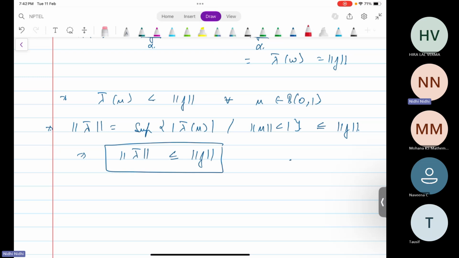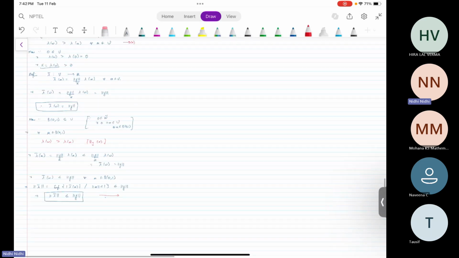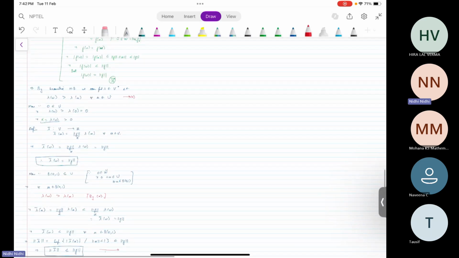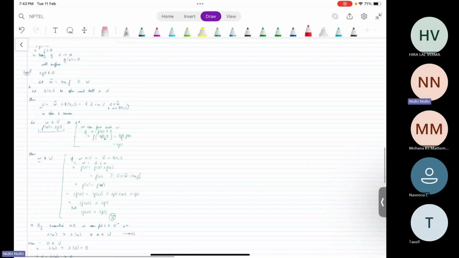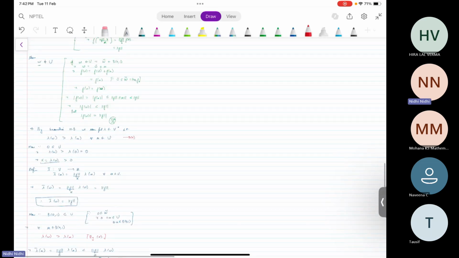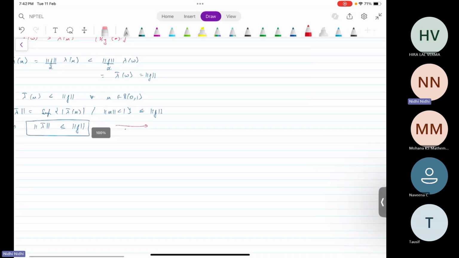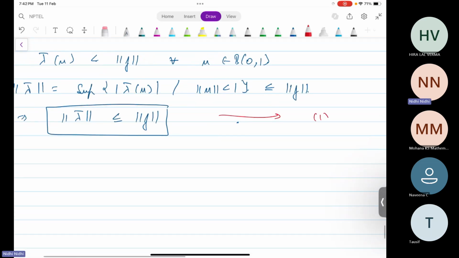Let me mark this as equation star. We haven't given any number, so I'll mark this as equation 1.